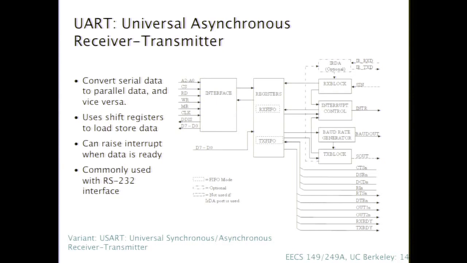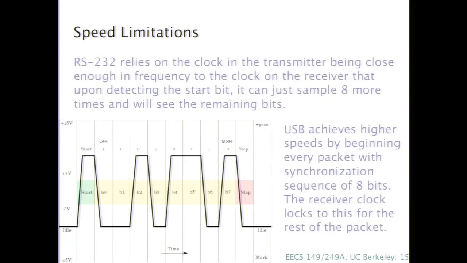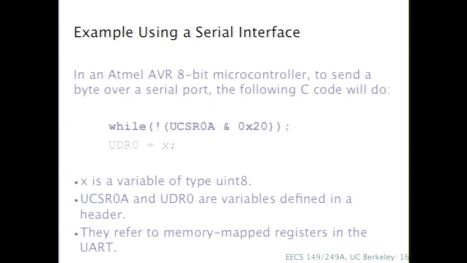Okay? On the digital side, there's also a memory mapped register that tells you not only what the data is that it read, but also whether data arrived. So you can read a memory mapped register to determine whether anything came in on that serial line. Okay? So here's an example of how you could use it.